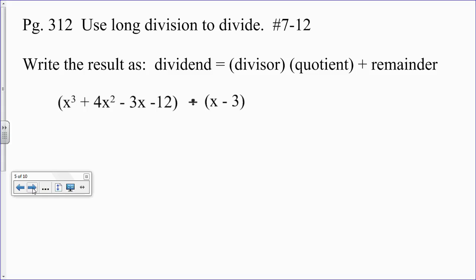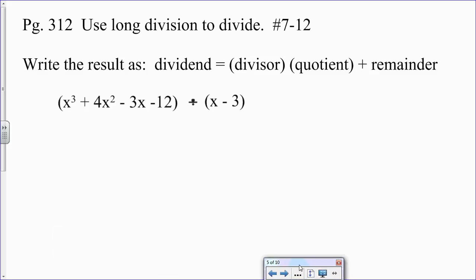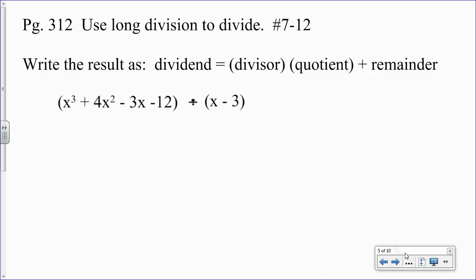Okay. So we'll practice this and then we will write it both ways. You check to make sure you don't skip any exponents. So my dividend is 3, 2, 1 constant. So we're good there. And then we're good in our divisor.